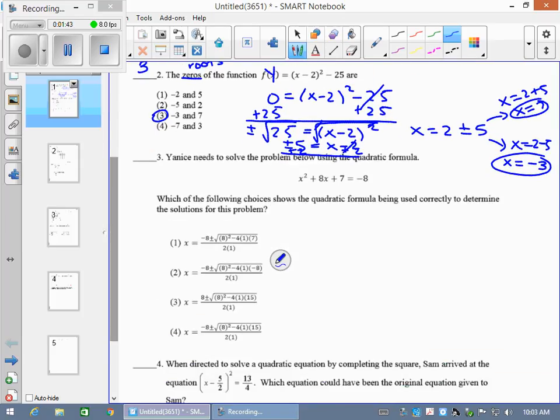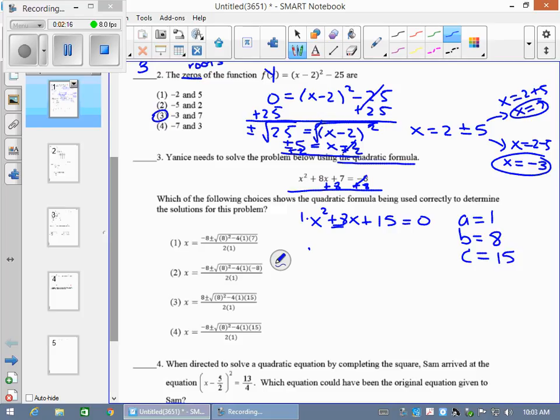Number 3, we're being asked to solve this using the quadratic formula. So which of the choices would determine the correct solution? What we really need to do is just get it set up. We need to be in standard form when we're using the quadratic formula. So this would turn into x squared plus 8x plus 15 is equal to 0. Now I need to determine what a, b, and c are. So a would be positive 1, my leading coefficient. B is 8, which is in front of my x to the first power. And c is my constant, which is positive 15.